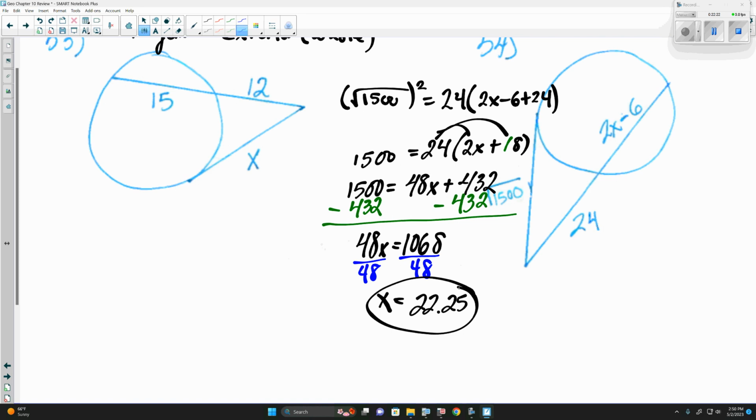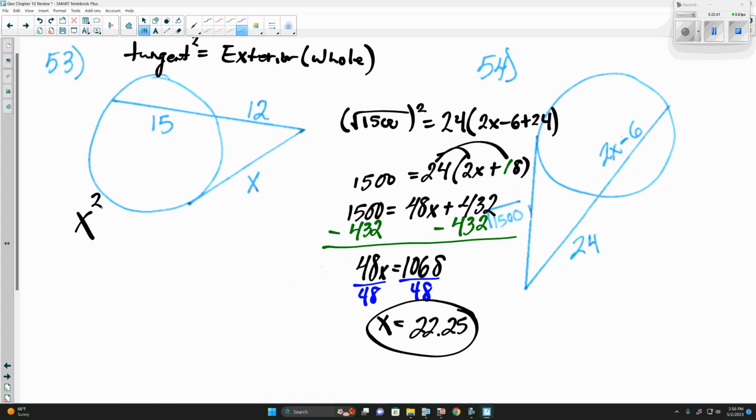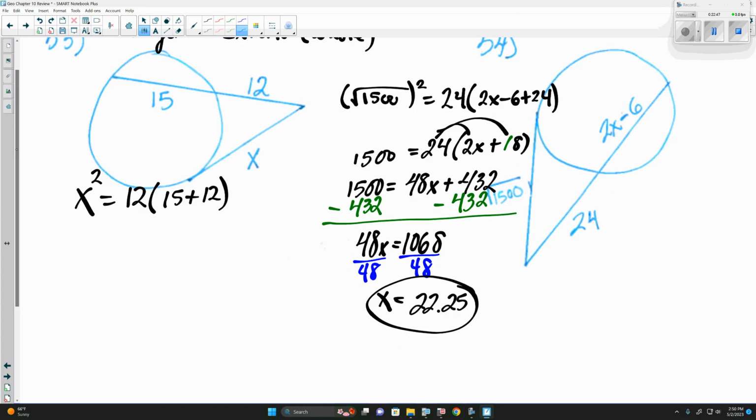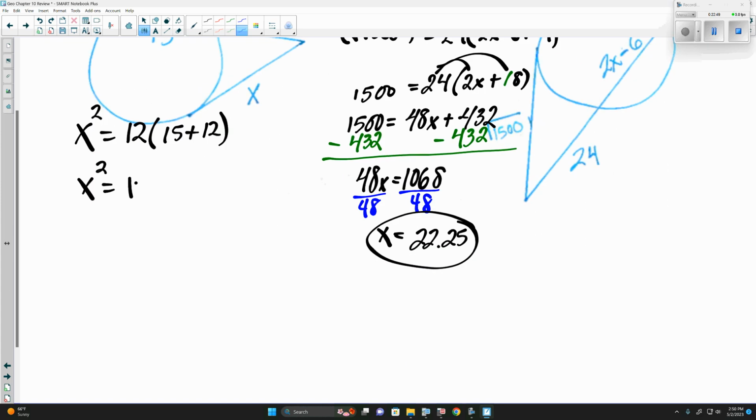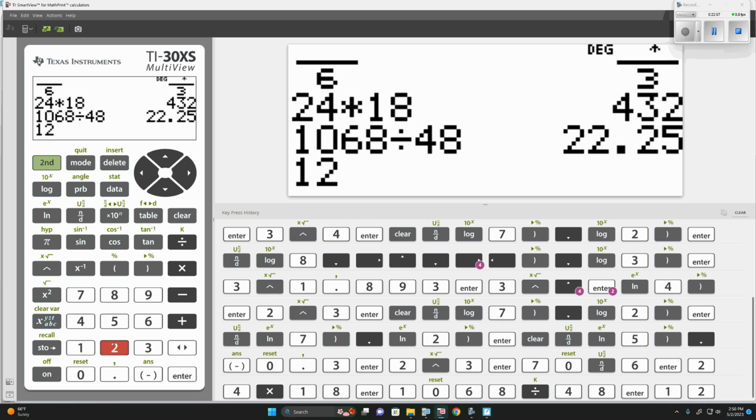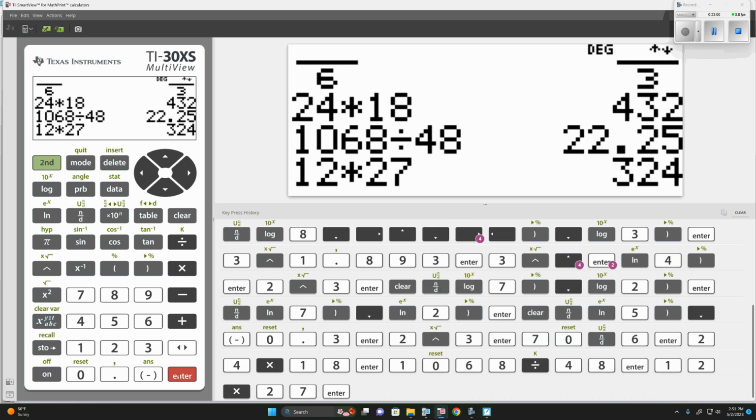Any other questions on 54? I think this is getting to the end of it, isn't it? Now we can look at this here. Tangent squared is equal to the exterior times the whole. Well, 15 plus 12 is 27. Now we can do 12 times 27 and get 324.